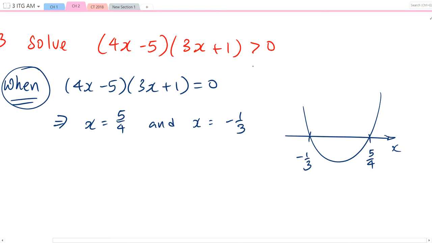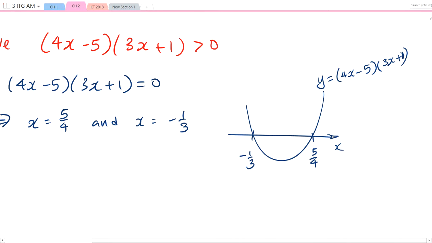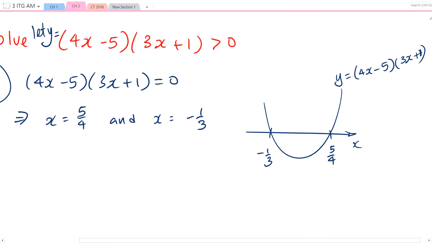Now that I have my graph, this is my graph of y equals to (4x minus 5)(3x plus 1). The question didn't say that y is equal to it. That's why normally, when you sketch like this, you don't need to write the equation. But if you want to write the equation, let y be equal to this. Okay? So y is equal to a quadratic expression.